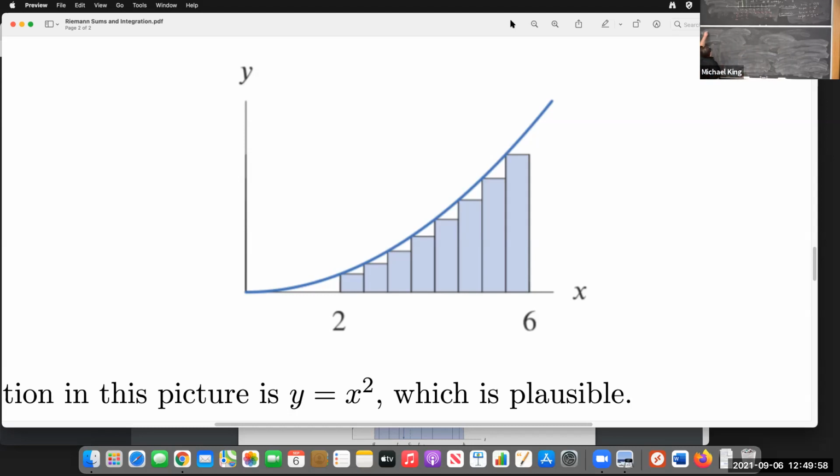Okay, so the area is approximately 2 squared times 0.5. That's height times base, plus 2.5 squared times 0.5. What's the next height going to be? 3 squared. Not sure why I put the 2 inside or outside the parentheses. If I'm trying to do height times base, I should put it inside. Plus 3.5 squared. I'm going to write all 8 terms. A lot of mathematics comes down to being willing to write stuff down painstakingly.